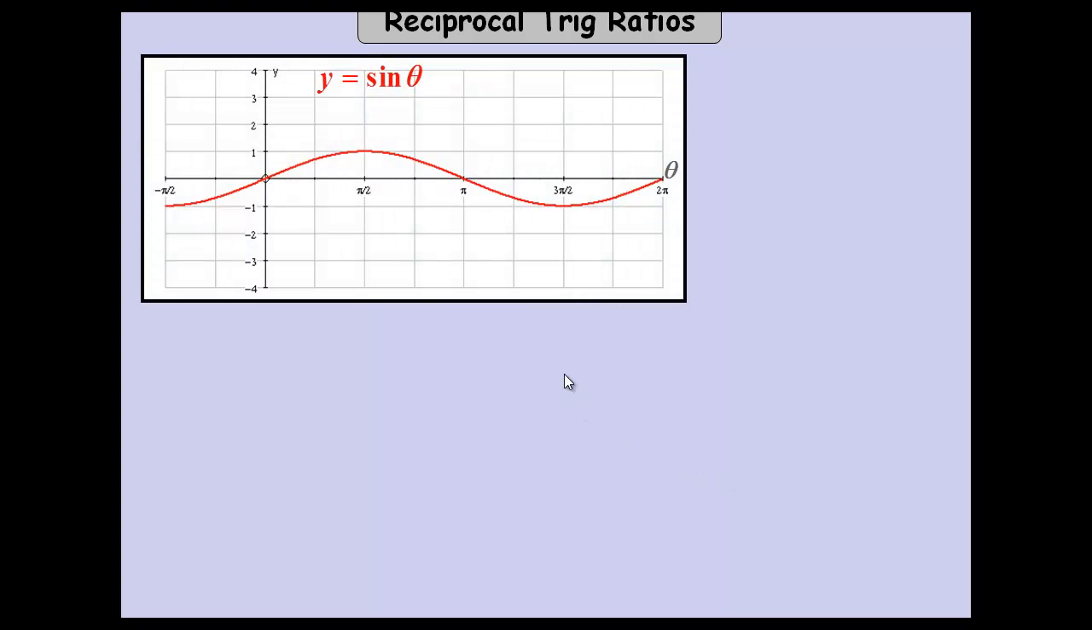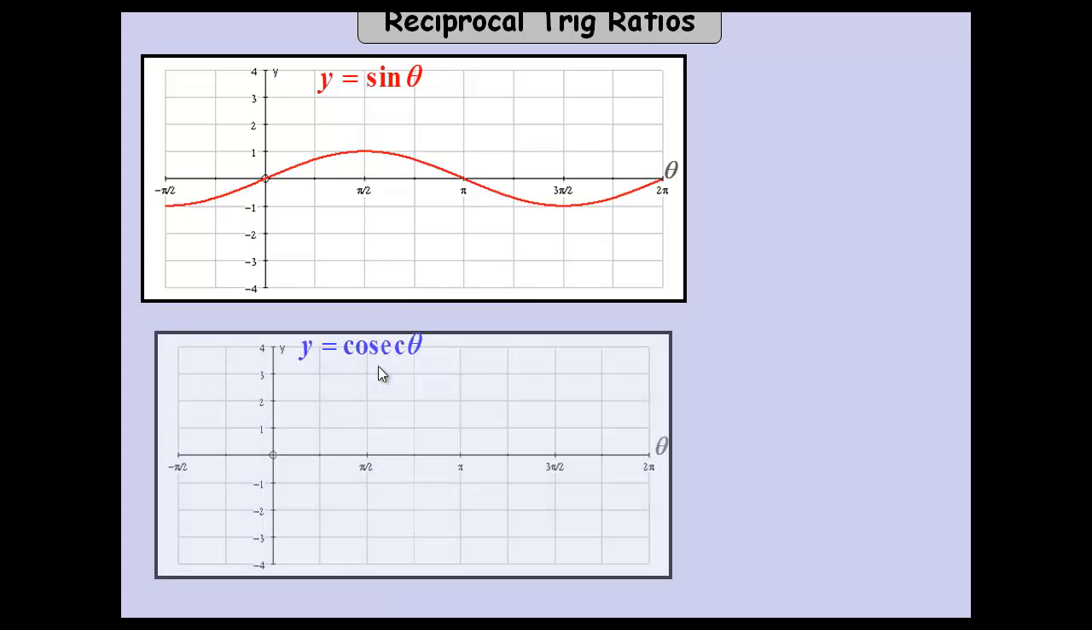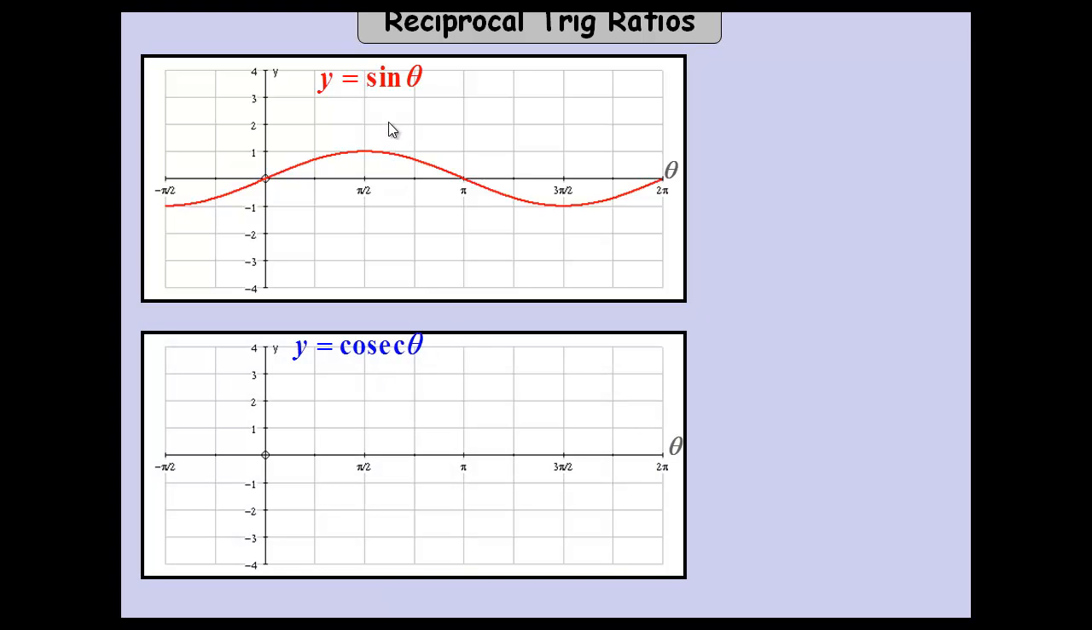Right, well, hopefully you paused the presentation and had a go at them. We'll look at the sine graph first. Looks a bit like this. And 1 over sine is cosec. So we're going to have a think about what the cosec graph looks like. And hopefully you've already done this.